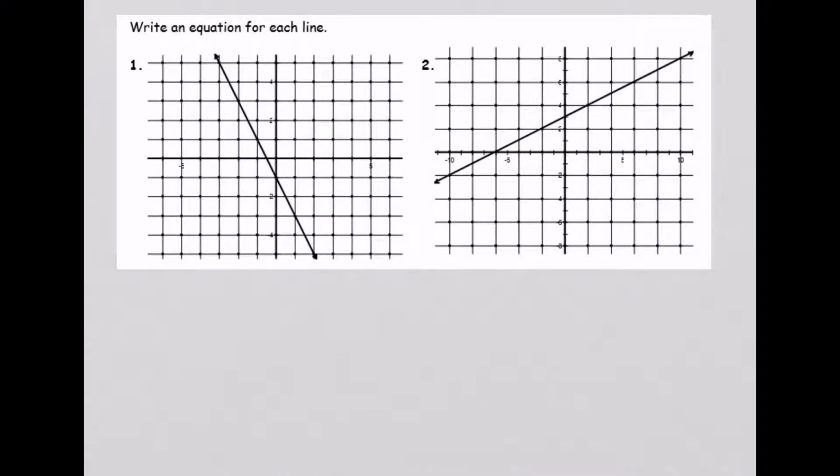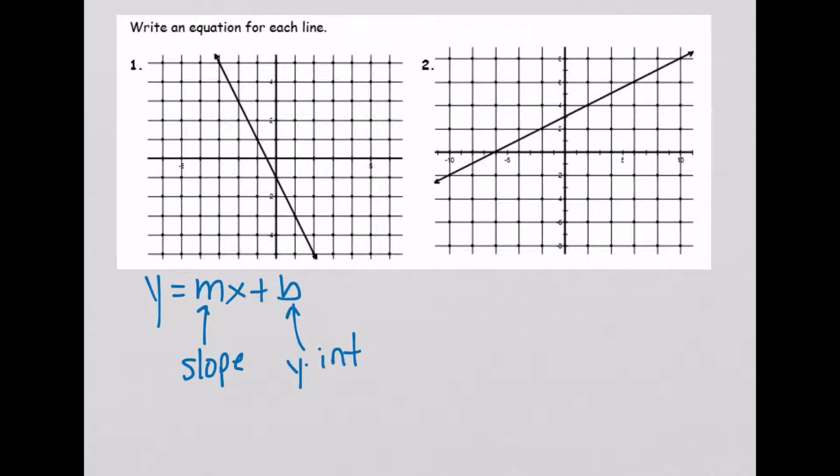So on your review it says write an equation for each line, and what I want to do is maybe attack this a couple of different ways. First way, if you remember y equals mx plus b, then you remember that m is the slope and b is the y-intercept.